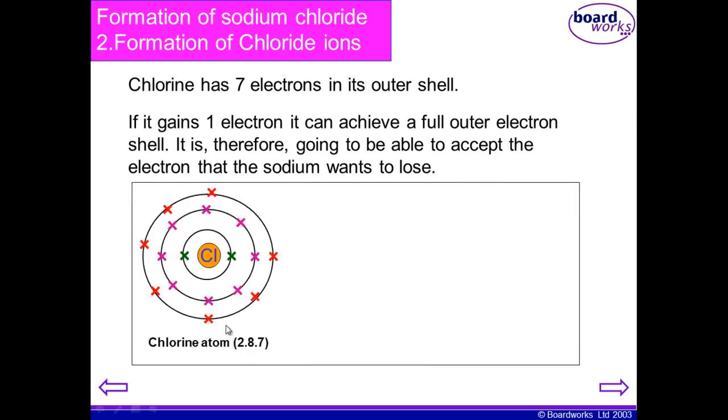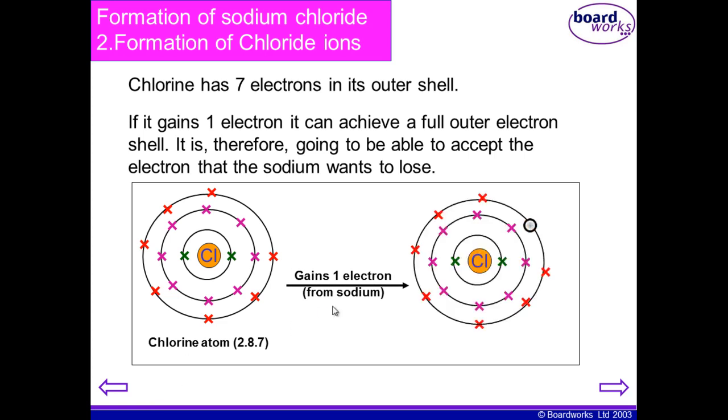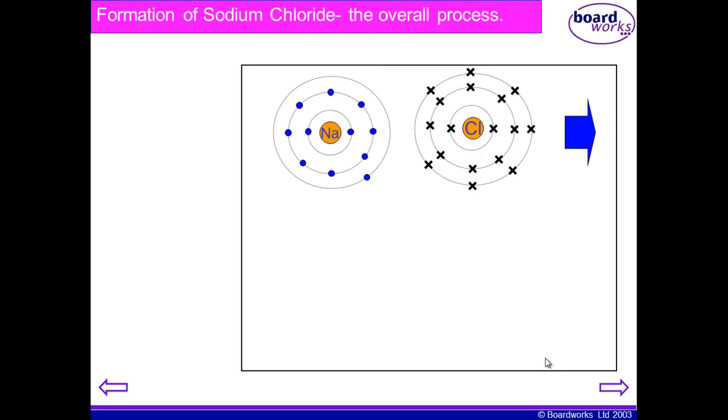And so this shows our chlorine atom with 2,8,7. Chlorine has an atomic number of 17, and so you can see the 17 crosses here. In order for it to become an ion, it must gain an electron, and so they're using the example of gaining it from sodium. It then reaches a full outer shell, and now it has 2,8,8. And now it has 18 electrons. So the reason why chlorine has a negative charge is that it's got 17 protons and now it's got 18 electrons, and hence Cl-.